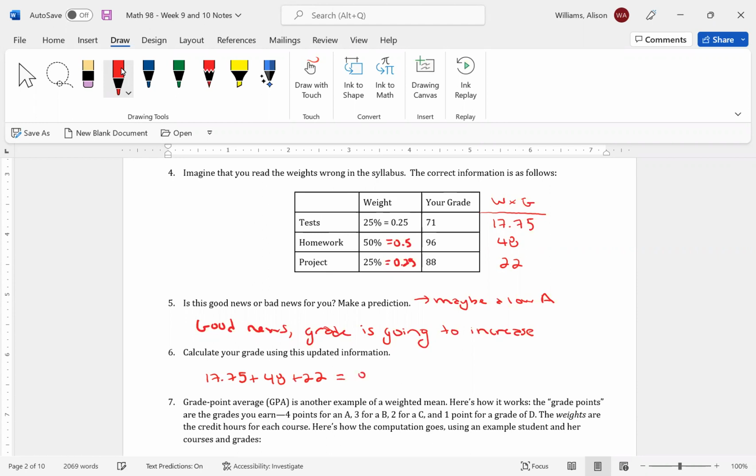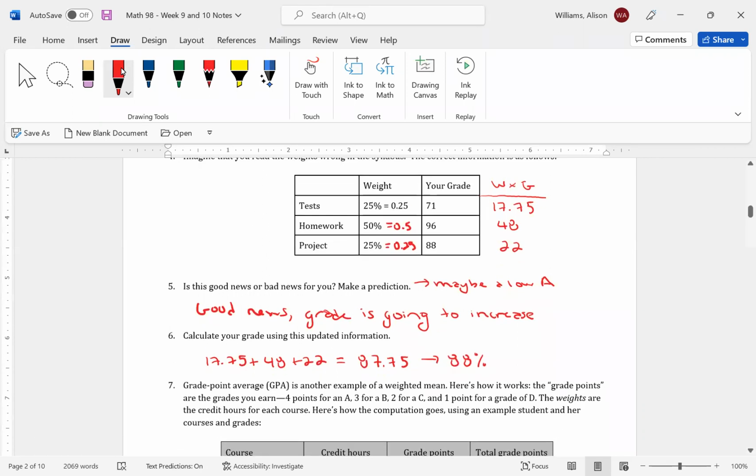87.75, or probably rounded would be 88%. Very close to an A, but a high B. All right, a high B. And it definitely brought the grade up quite a bit.